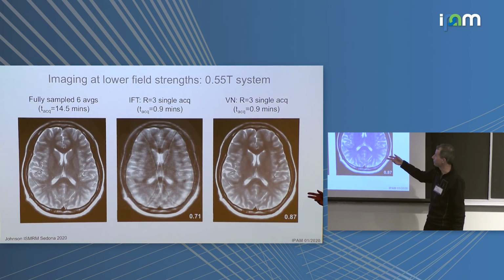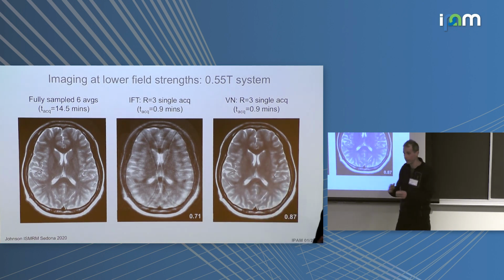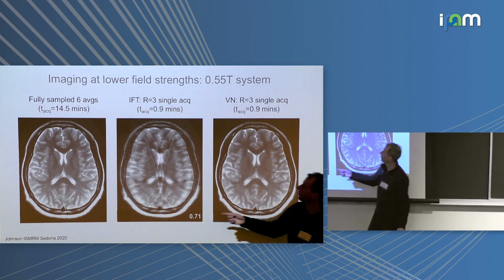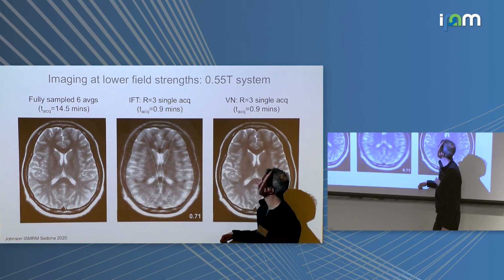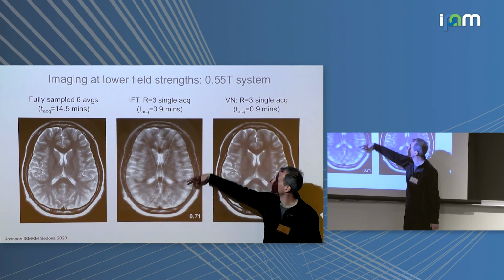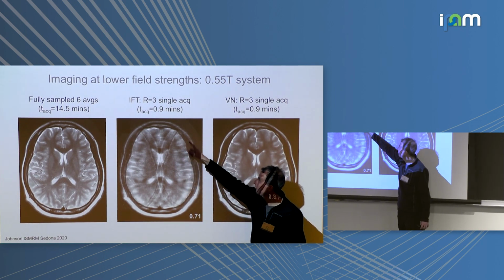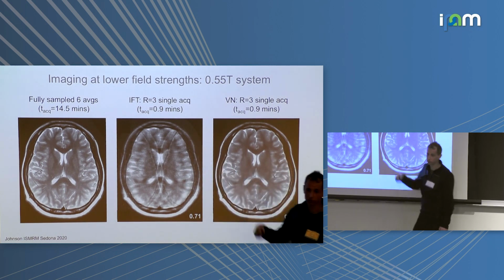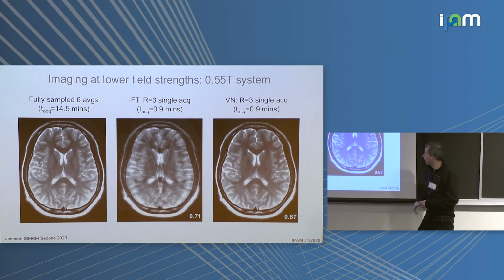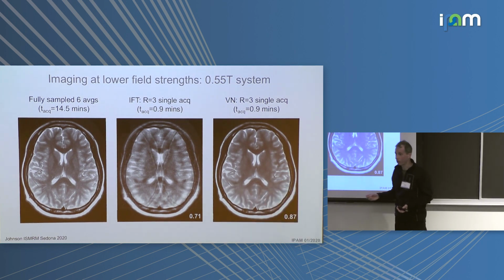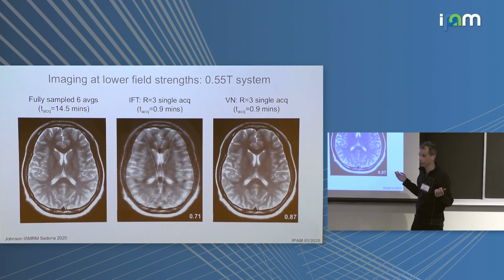You can combine this with undersampling, and our goal here was to get this measurement in under 1 minute. So the fully sampled 6 averages takes 15 minutes. This is the image quality you got. And then if you do a single average with an undersampling factor of 3, you get down to 0.9 minutes. And this is the result we get. It's not as great as this one, obviously. Is it diagnostic? For some questions, it certainly is.